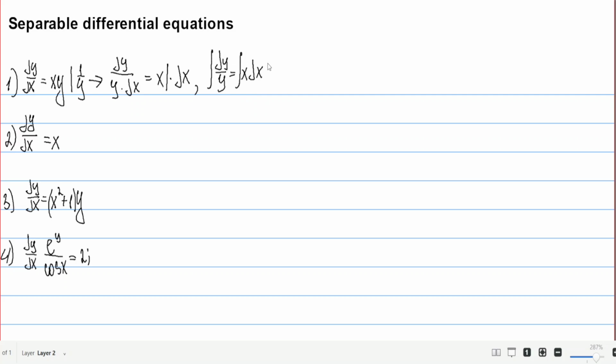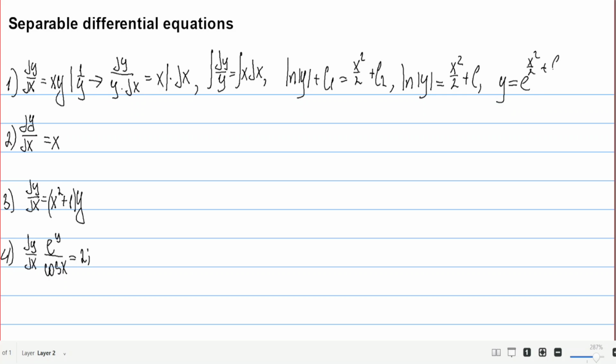Let's do this. The integral of dy over y is equal to the natural log of y plus some constant c1. The integral of x is equal to x squared over 2 plus some constant c2. Now let's subtract the constant c1 from both sides, and we'll have the natural log of y is equal to x squared over 2 plus some constant c. Or we can rewrite it as y is equal to e to the power of x squared over 2 plus some constant c. Great.